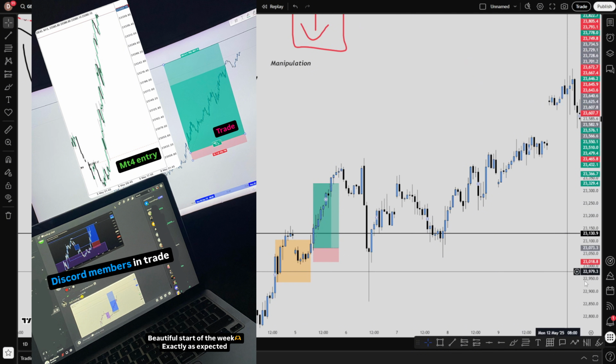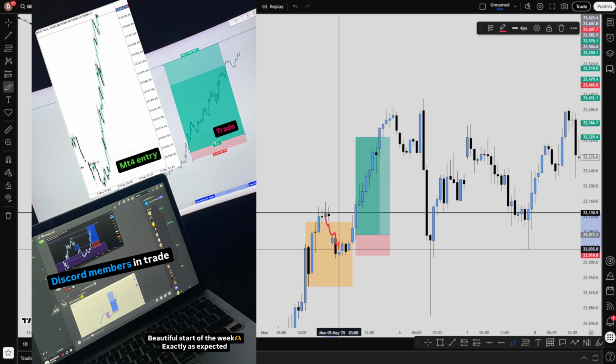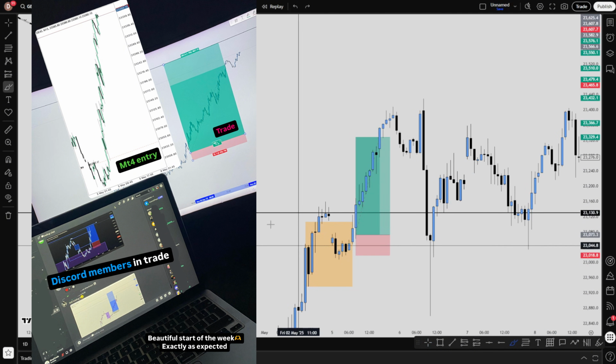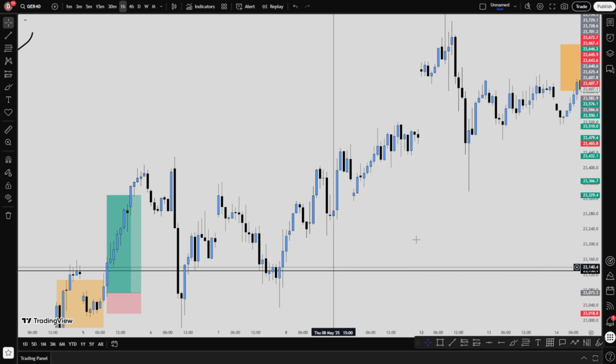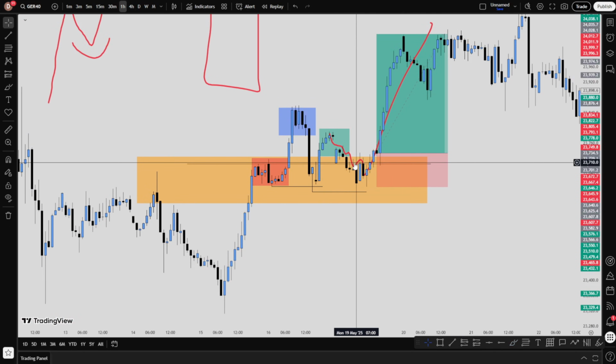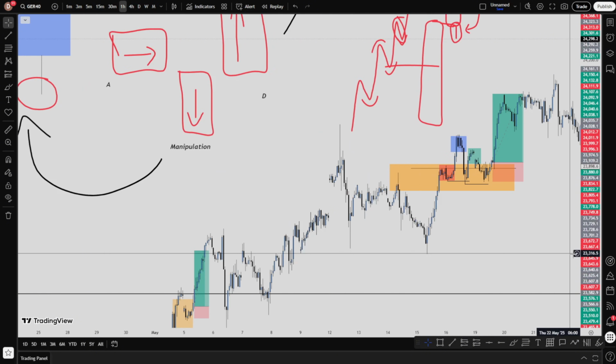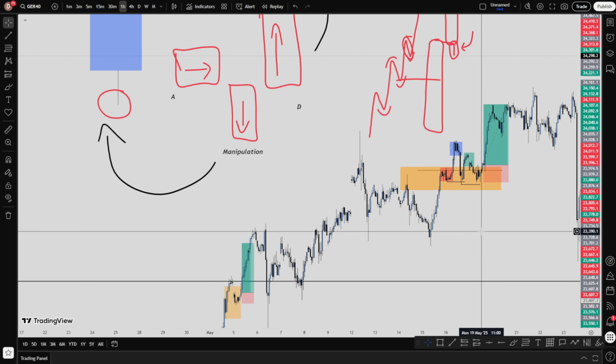Same thing around this level. I was expecting manipulation to this level and then higher. As you can see, there was no liquidity sweep. Same thing on this one, there was no liquidity sweep. So I do not care about liquidity sweeps. The only thing I care about is understanding where the manipulation is going to happen.